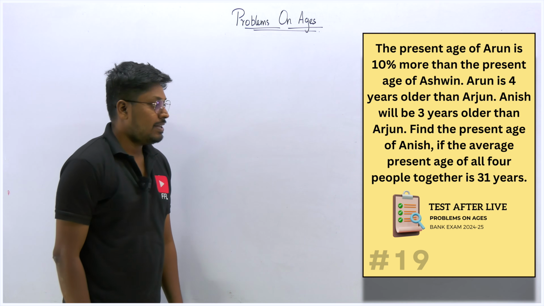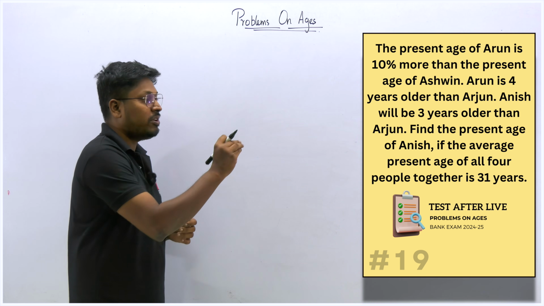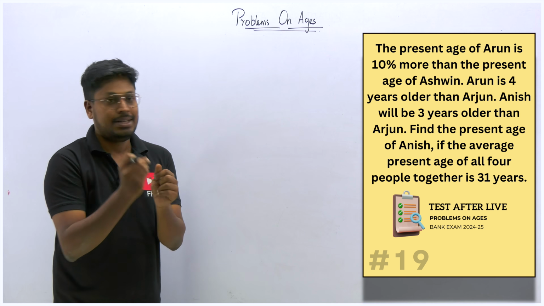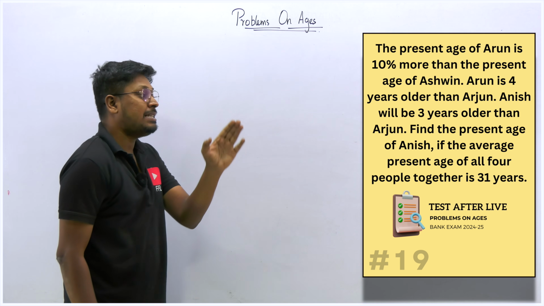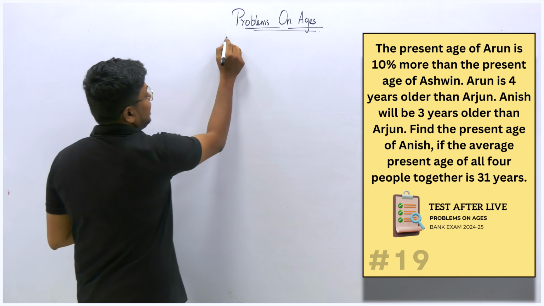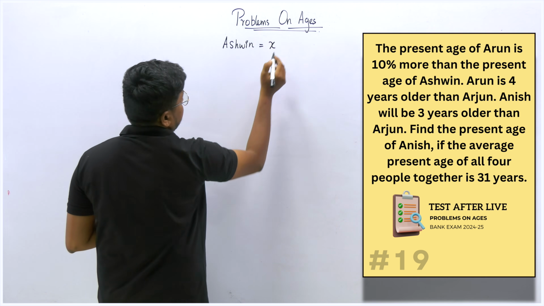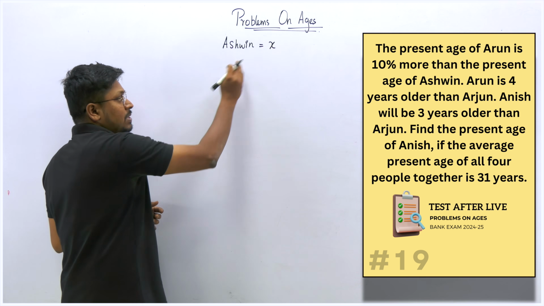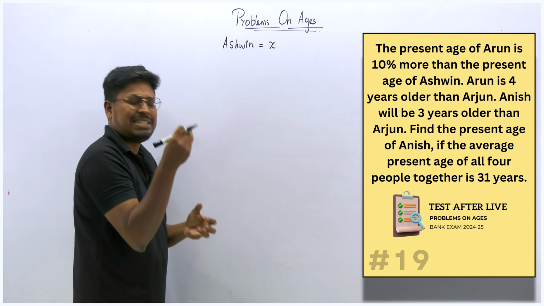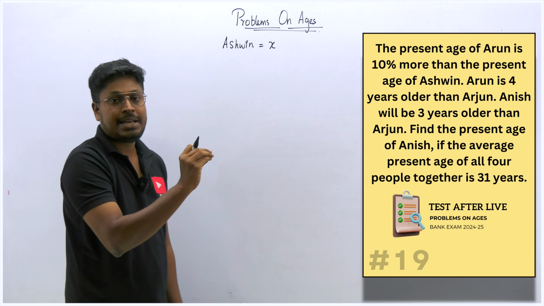19th question. The present age of Arun is 10% more than the present age of Ashwin. Again, we can see the word more. When compared to Ashwin, the present age of Arun is 10% more. So first we can consider the age of Ashwin as x, because Ashwin's age is compared with Arun's. Initially we can consider it as x. Now according to the question, Arun is 10% more.